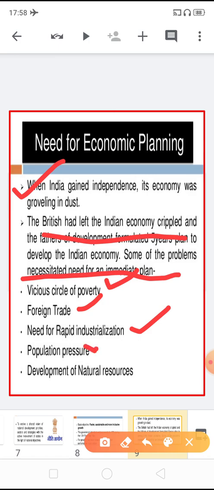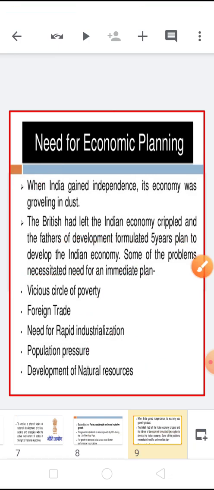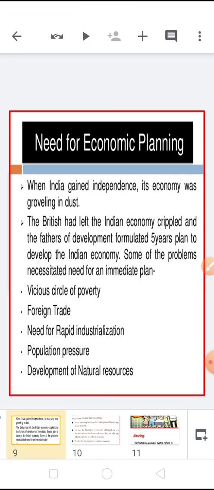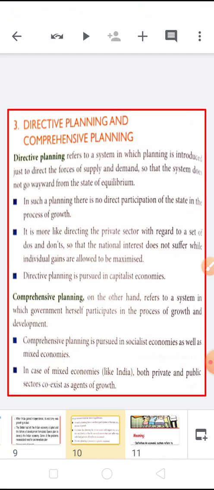Next is the population pressure, and development of the natural resources. We need to develop more and more natural resources by which we can produce many goods and services, and we can be in good protective hands. So next we have directive planning and comprehensive planning.